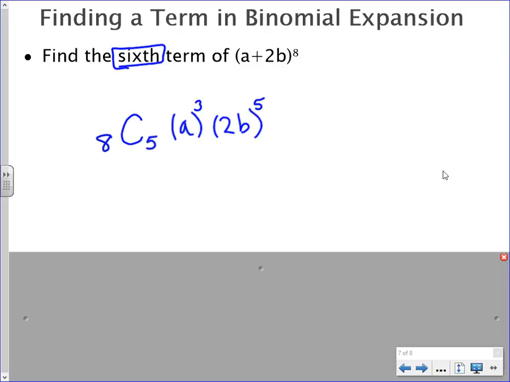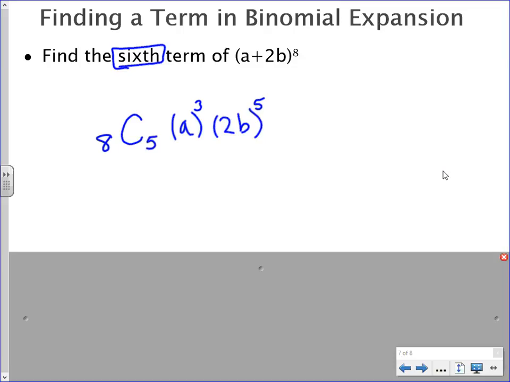Yep. Not sure if we've officially talked about it, but I'm sure most of us have made this observation: these two exponents will always add to that n value. Okay? All right, so this is our setup for the 6th term. Write down the combination, write down each piece, and then based off of this number, figure out your exponents.